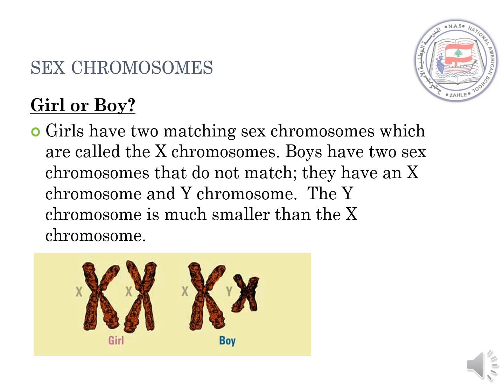Sex chromosomes: boy or girl. Girls have two matching sex chromosomes, which are called the X chromosomes. Boys have two sex chromosomes that do not match. They have an X chromosome and a Y chromosome. The Y chromosome is much smaller than the X chromosome.